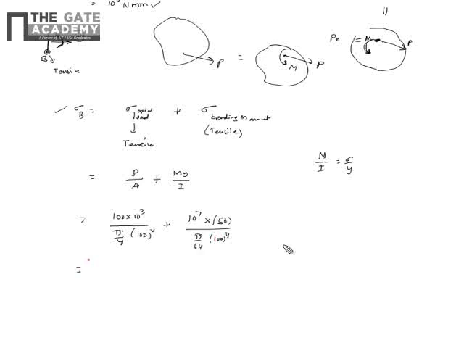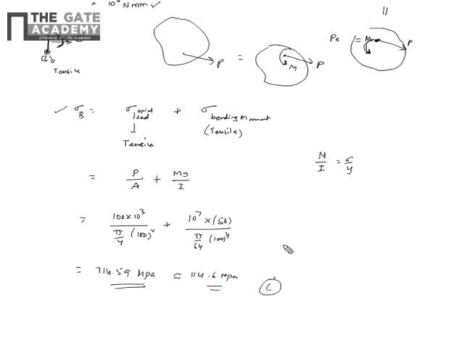So if you add, you get a value. Let's do it. So 50 mm, be careful with the unit. This value comes out to 114.59 Newton per mm square, that is MPa. So 114.6 MPa. So the answer is C.